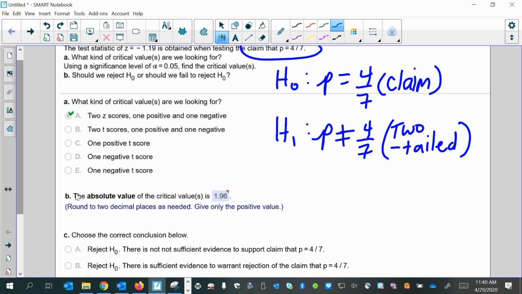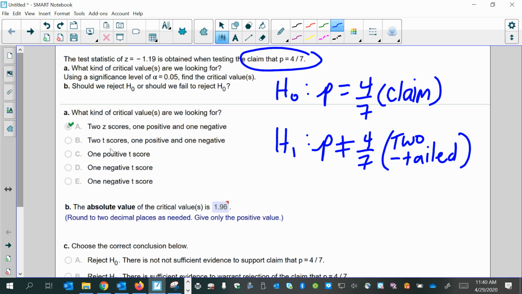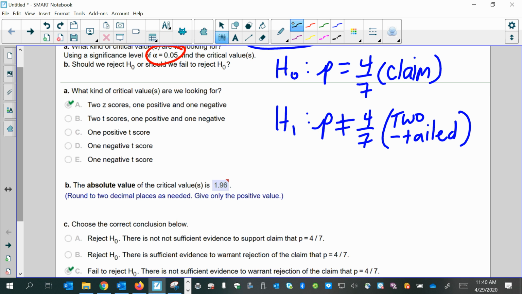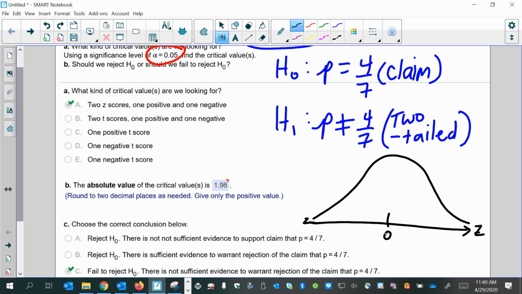Part B, we're asked to give the absolute value of the critical values. So we're going to find the z-score using this alpha 0.05. So with two tails, our z-score boundary for the critical values, we're going to have two, one on each side. So these will be our critical values. The area in each tail is half of alpha, 0.025.